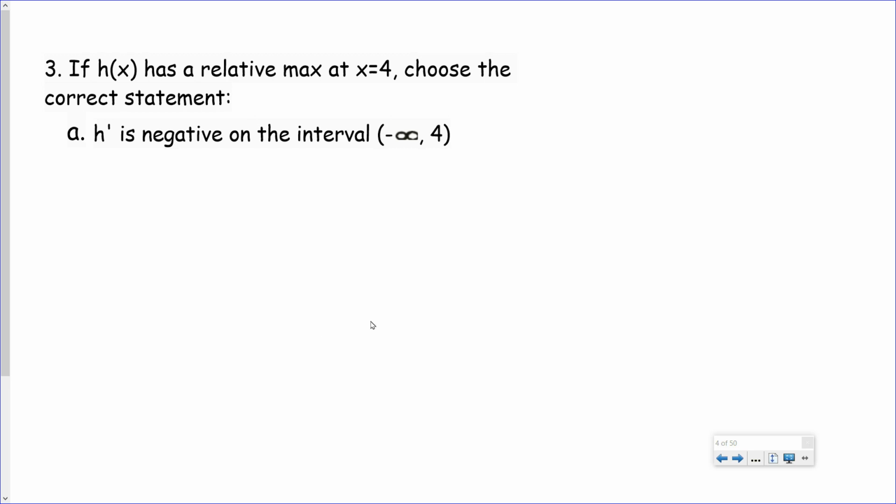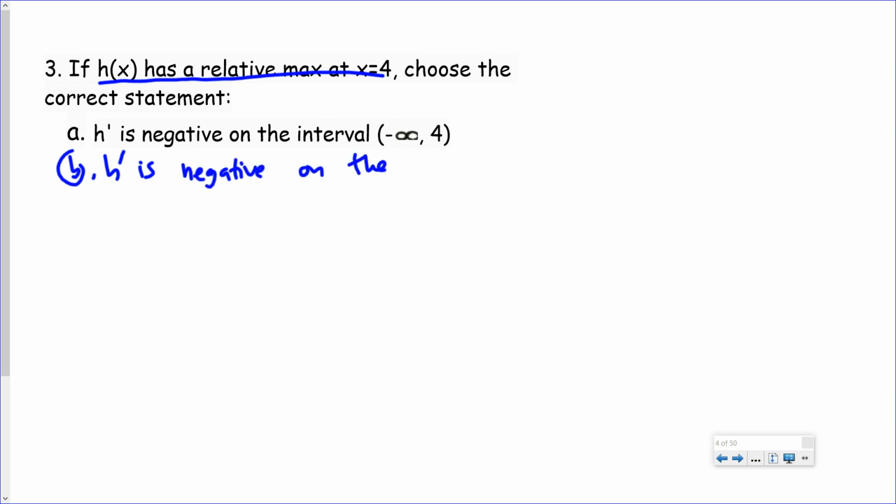Here's another question that you will see on your test. It's a super easy question once again if you draw your number line. If you don't draw your number line, it's really hard to just look at it and get the right answer. This is telling you h has a relative max at 4, and tell me which one's true. H prime is positive. No, h prime is negative.